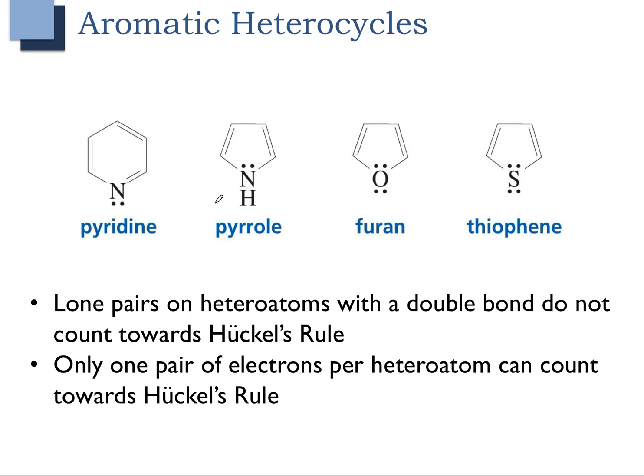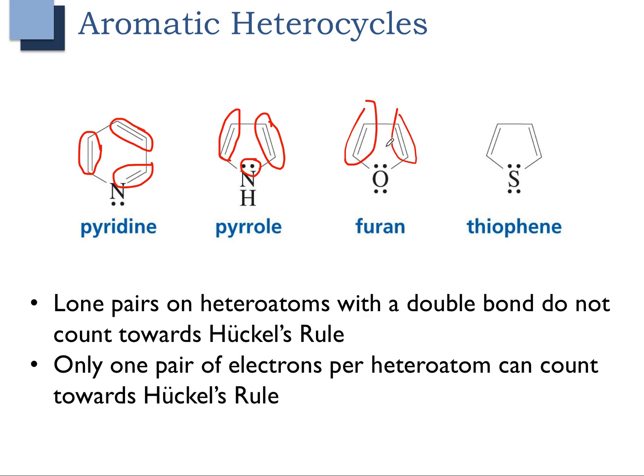So remember, we're looking for odd numbers of electron pairs to determine if these are aromatic. So for pyridine, we have 1, 2, 3 pairs. Notice that we are not counting that lone pair on the nitrogen. Pyrrole, we do count the lone pair on the nitrogen. 1, 2, 3 lone pairs. And then for furan, we also have 1, 2, 3 lone electron pairs that we count. Notice that we're not counting the other lone pair on the oxygen. And for thiophene, we count the same way as furan. 1, 2, 3. We only count one of the lone pairs on the heteroatom.